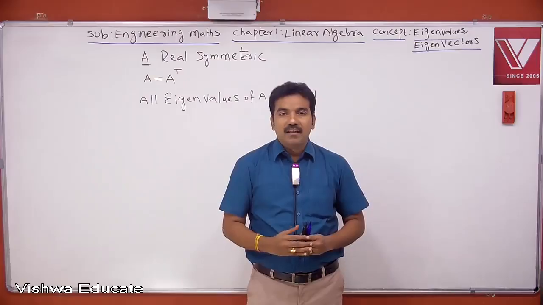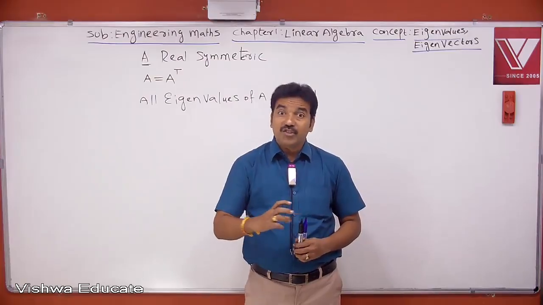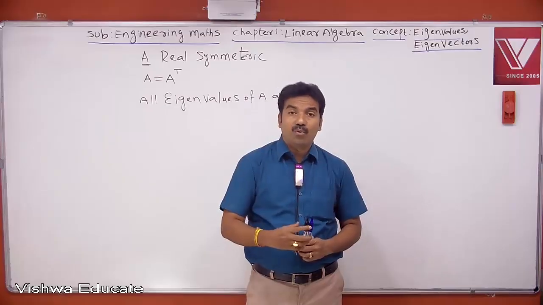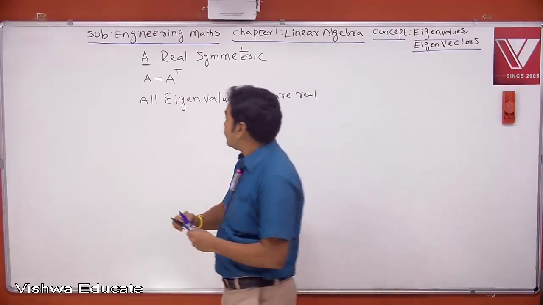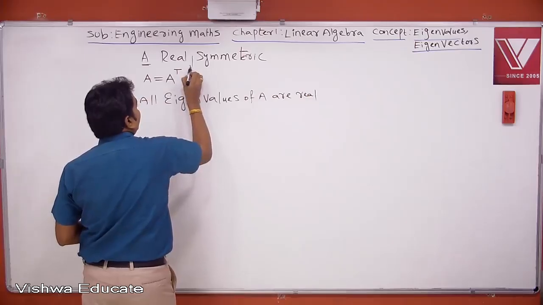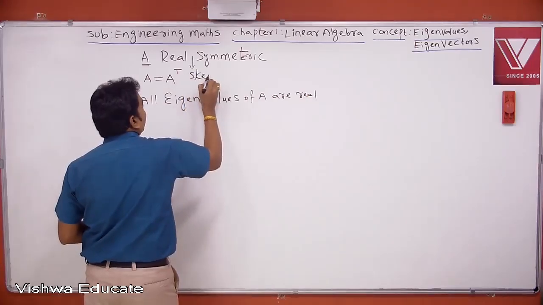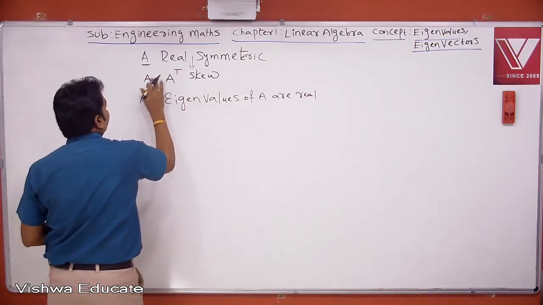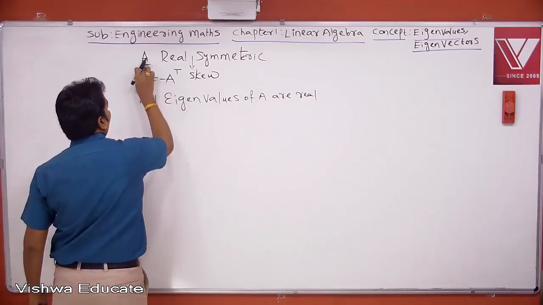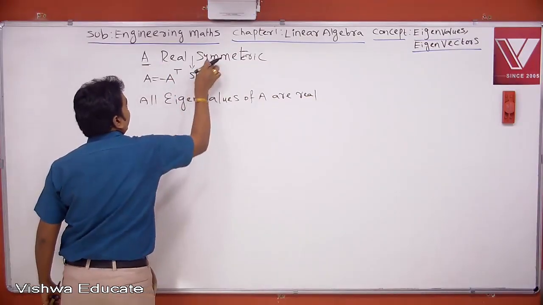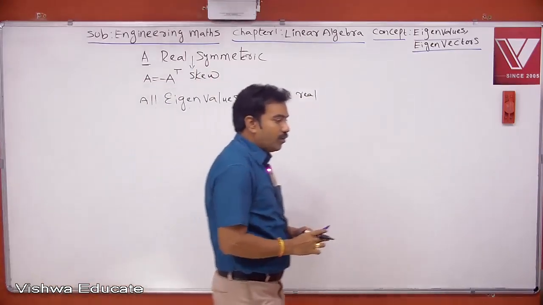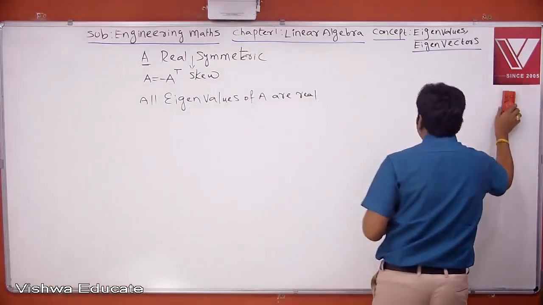Now in the same way, let us see what will be the structure of eigenvalues of a real skew symmetric matrix. So here I am going to add one more term. This is a real skew symmetric matrix, so that means A is equal to minus A transpose. Therefore I am working with a real skew symmetric matrix. In that case, what will be the structure of eigenvalues of A?